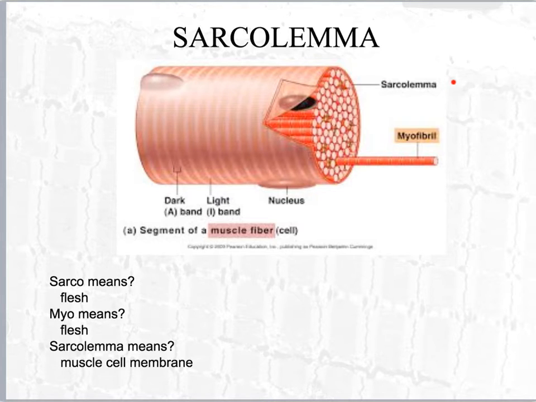So the sarcolemma here, that is a muscle cell membrane, as opposed to a plasma membrane, as we saw in the generic cell. It should be like plasma lemma. So you can see the nucleus there and there, the banding, and then you can see these long myofibrils that run all throughout the muscle cell.